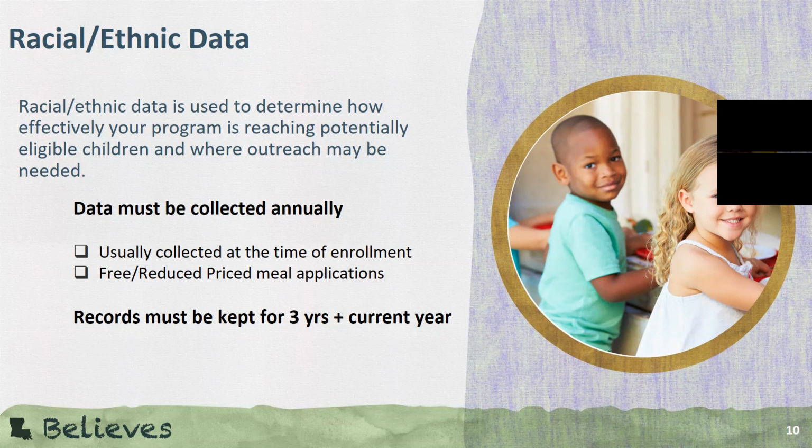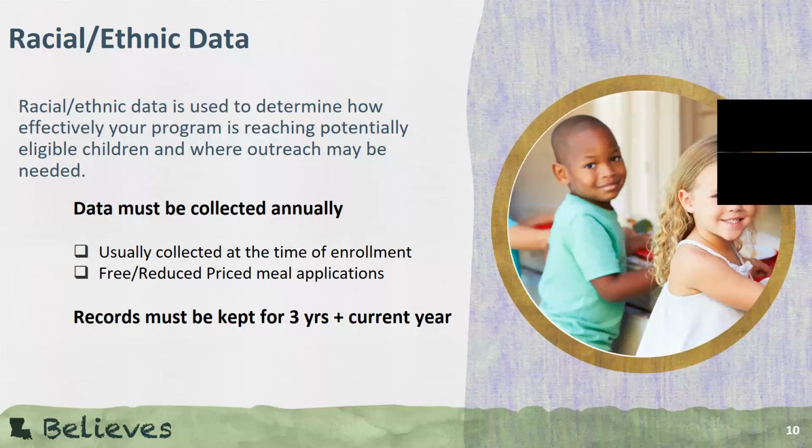USDA has reviewed this policy and concluded that the use of visual observation and identification by CACFP institutions and facilities and SFSP sponsors is not an appropriate method for collecting race or ethnicity data in CACFP and SFSP programs.